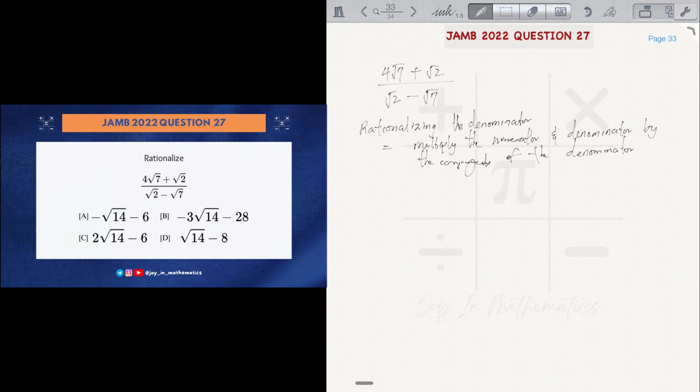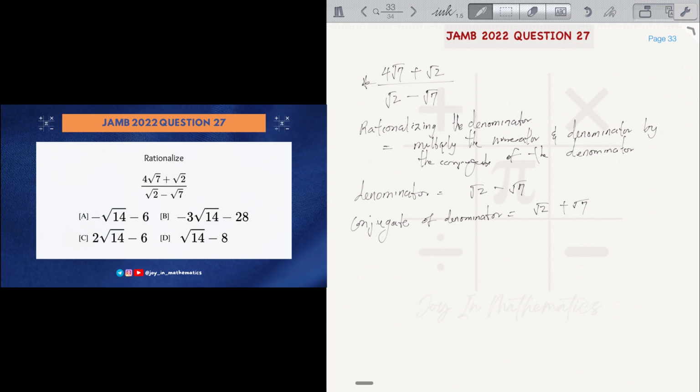So now we know that the denominator in this case is given as root 2 minus root 7. Then the conjugate of the denominator is simply root 2 plus root 7. What we just do when we're evaluating conjugates is change the sign in between them.